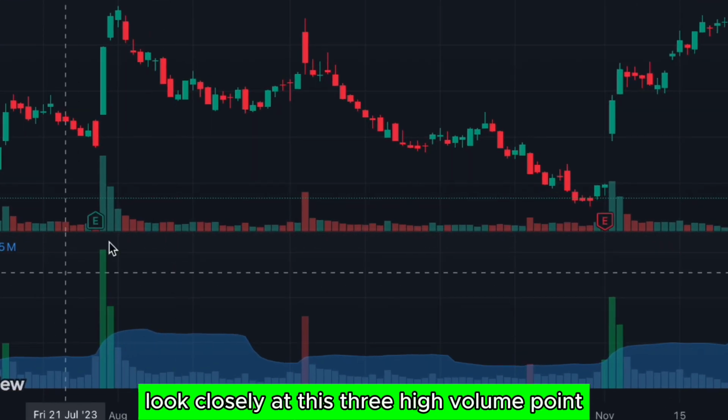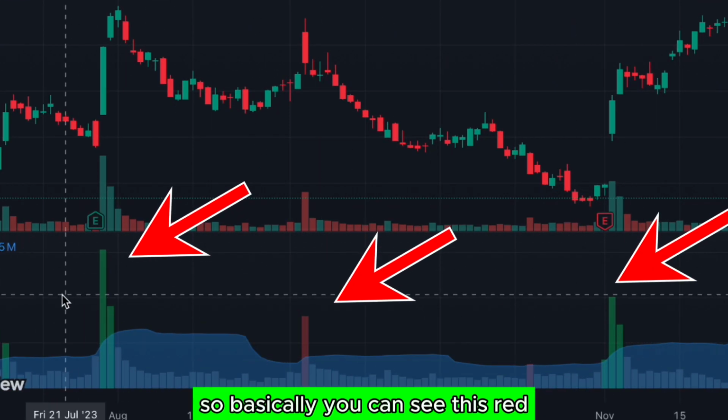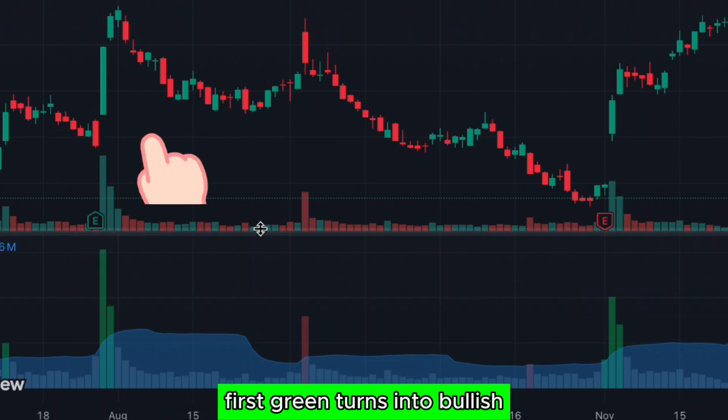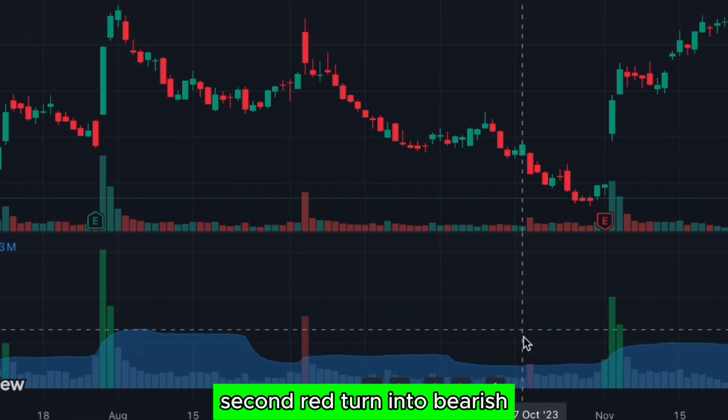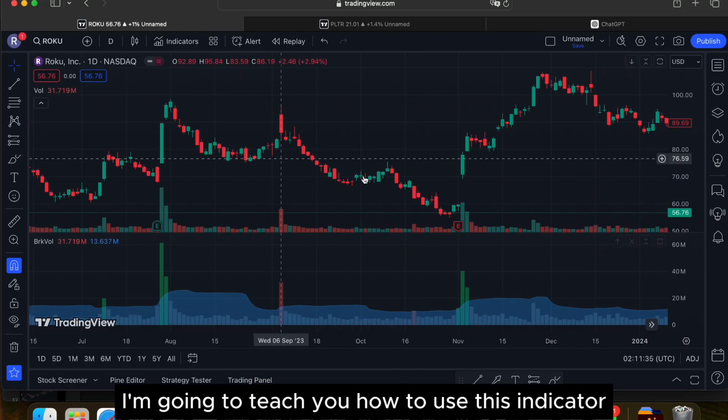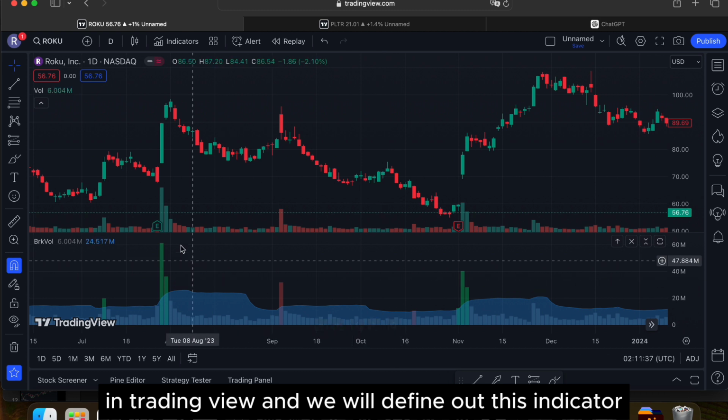Look closely at these three high volume points. Basically you can see this red, first green turns into bullish, second red turns into bearish, and third green turns into bullish. So in today's video, I'm going to teach you how to use this indicator in TradingView, and we will define this indicator.